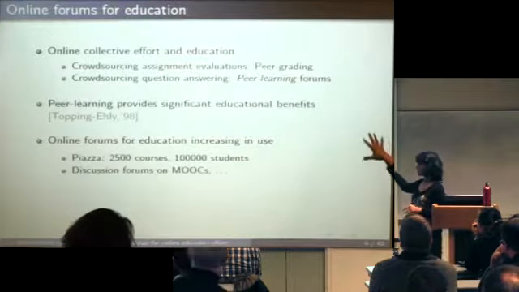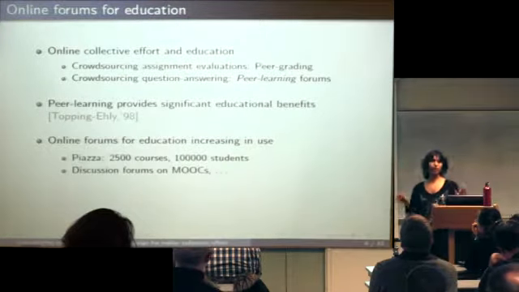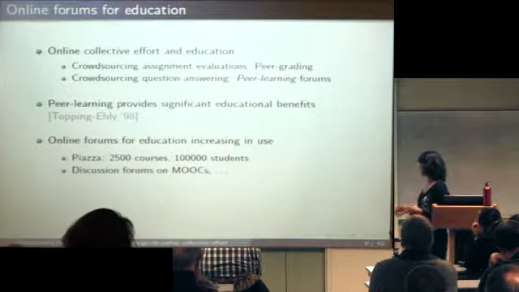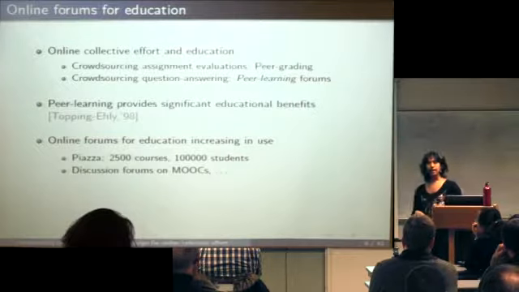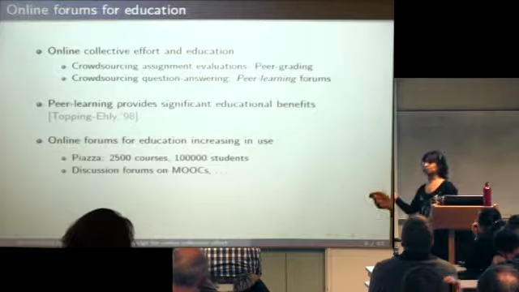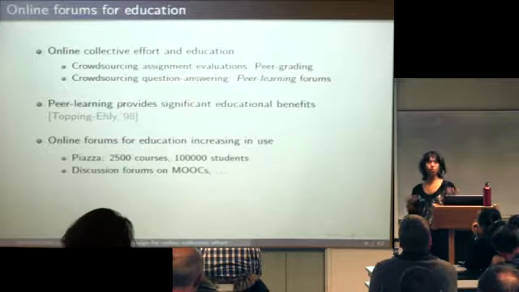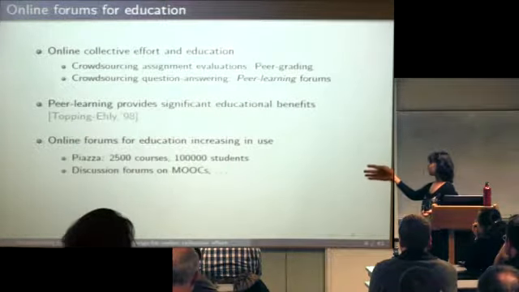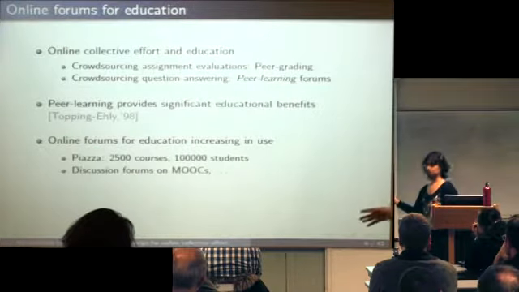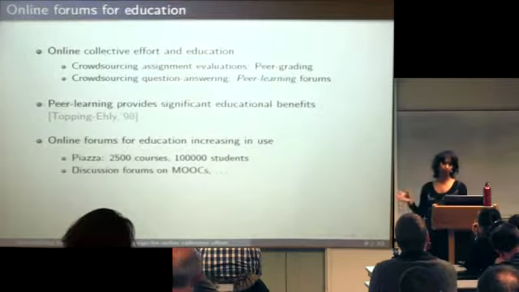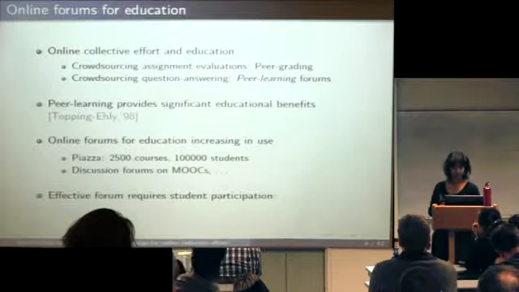There is research in the educational literature which shows that peer learning is actually a very good thing. It's good for students to learn from each other, and it apparently provides significant educational benefits. At the same time, online forums for education are increasingly in use. Piazza, which is not used just for online courses, is something most of us use for offline real-world courses as well. When I checked in June, it had more than 2,500 courses and 100,000 students registered on some course or the other. And discussion forums on MOOCs are of course huge because the MOOCs themselves are huge.